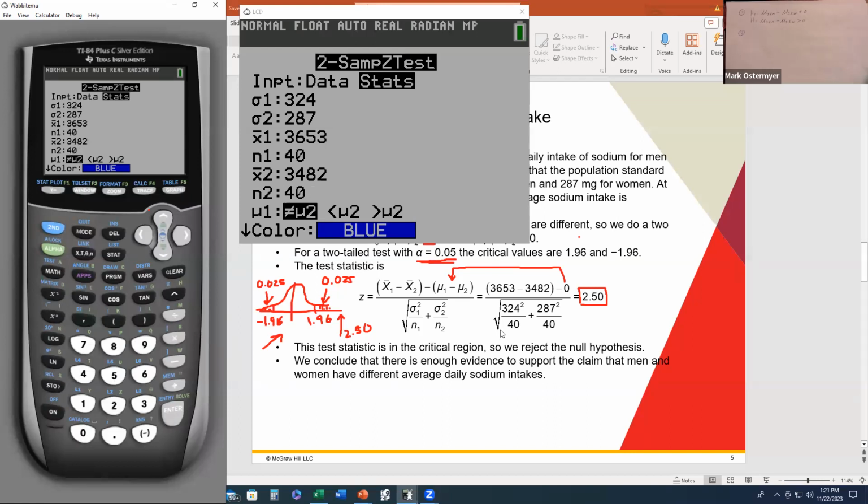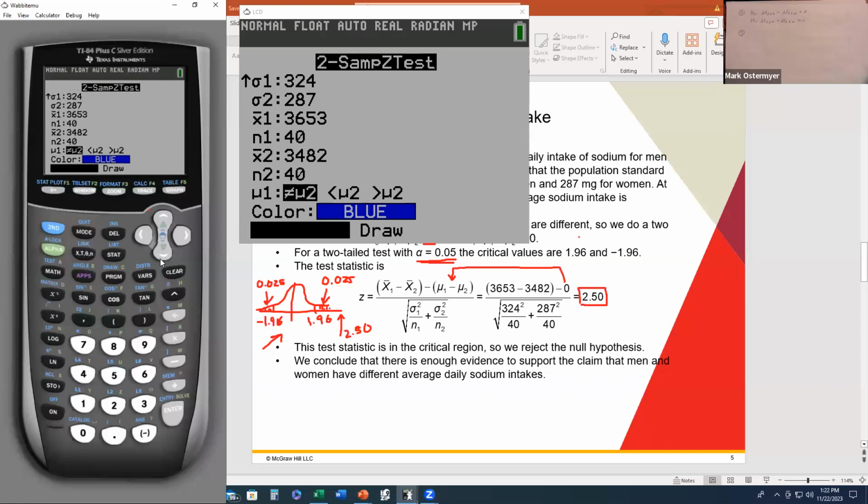Do these sample sizes have to be equal to each other? The answer is no, they don't have to be. All right, in this case, they were. This is going to be a two-tailed test, so we select not equal to for our alternative statement. And we go down and just calculate, and we're ready to conduct this 2-SampZTest, okay?